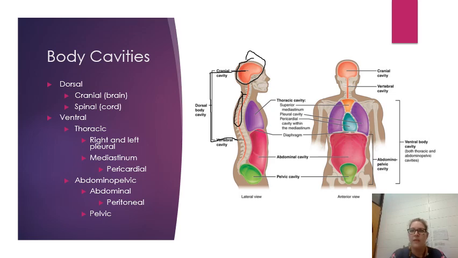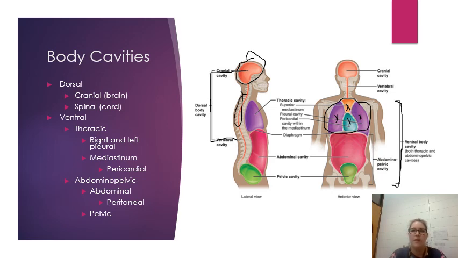Then you'll have a larger ventral body cavity, which is this entire area right here. That entire area is going to contain your thoracic cavity, which is right here. That thoracic cavity contains the right and the left pleural cavities, which are right here. It contains the mediastinum right here, and the mediastinum contains the pericardial cavity right here.